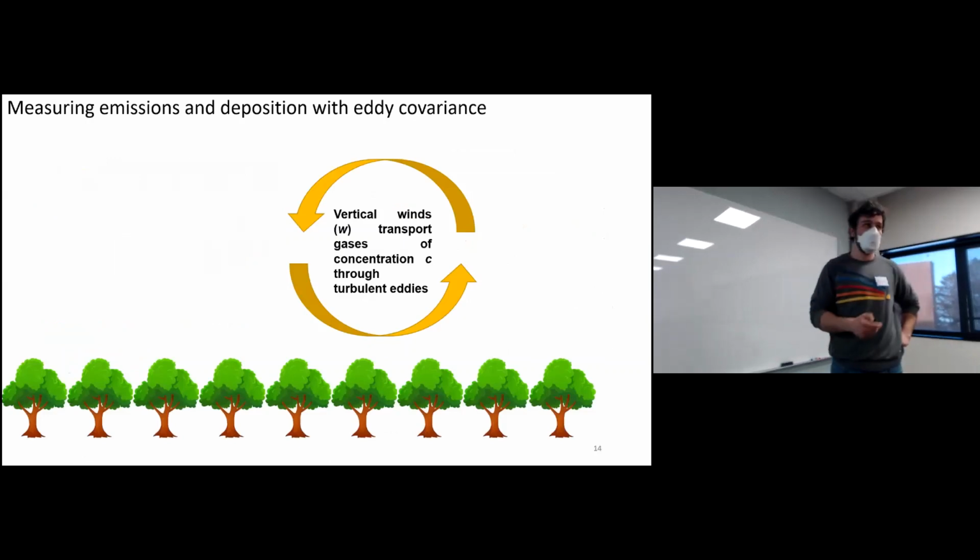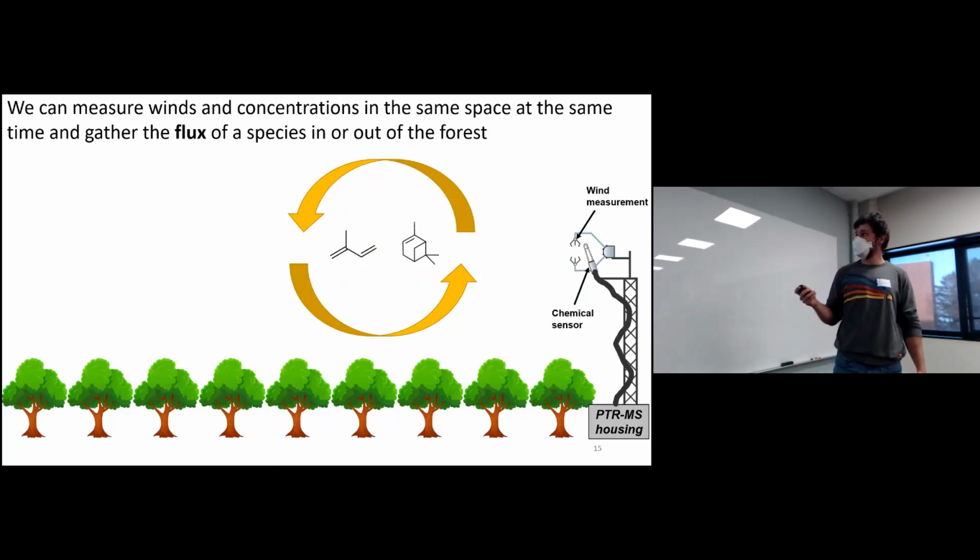I don't really have the time in 15 minutes to go through eddy covariance, but we use a method called eddy covariance to actually measure flux from a forest canopy, or the net flux. We're taking advantage of the fact that vertical winds are transporting gases in these turbulent stochastic eddies. And what we can do is make a measurement of vertical wind and concentrations of gases at the same time and space in the same instant to gather flux of a species in or out of a forest.